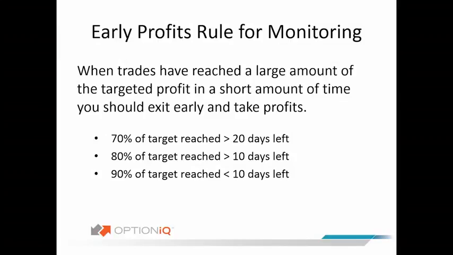Again, just as a recap here, early profit rules for monitoring. If we hit 70% of our target profit and we have greater than 20 days left, we would recommend getting out. 80% with greater than 10 days, and 90% with less than 10 days. Those are the rules. We went through those earlier, but that is what we want you to be looking at.